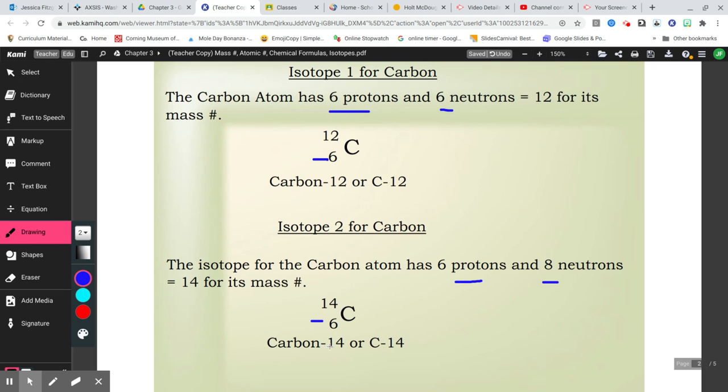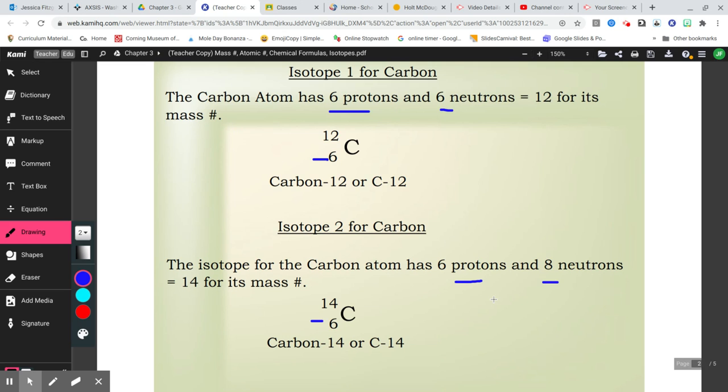Again, after the hyphen, that's going to give you the mass of your isotope. And carbon-12 is the isotope that appears on the periodic table, because if you look up the mass of carbon, it's 12.011. Again, the most abundant isotope appears on the periodic table.